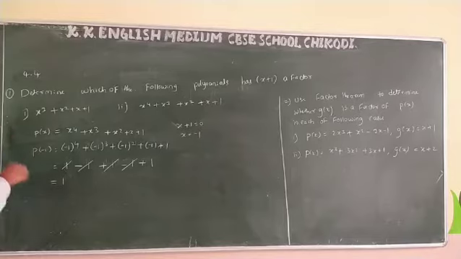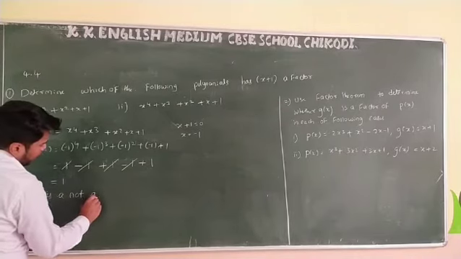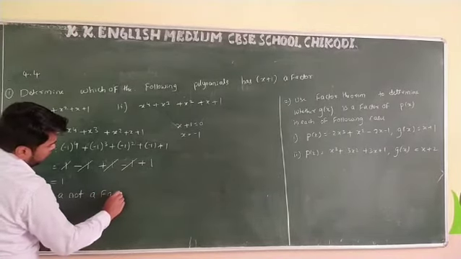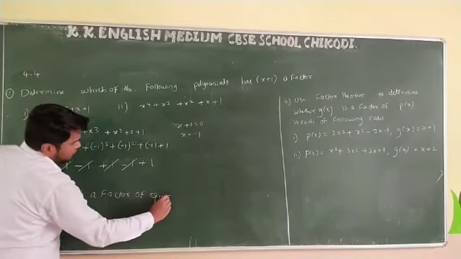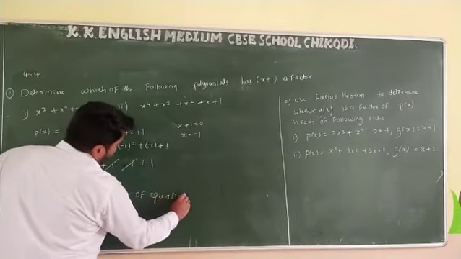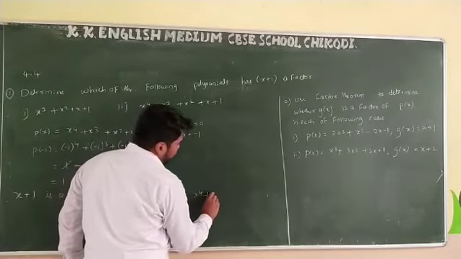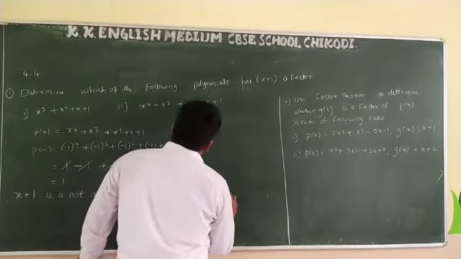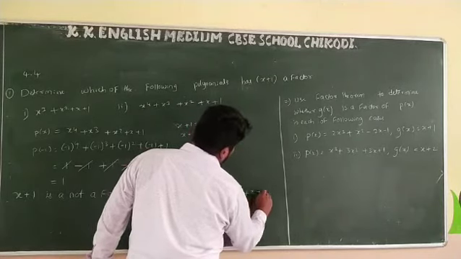So hence x plus 1 is not a factor of the equation, that is x raised to 4 plus x cube plus x square plus x plus 1.